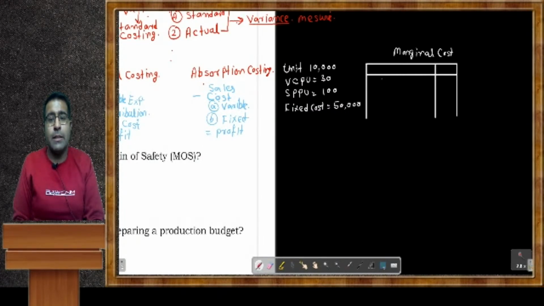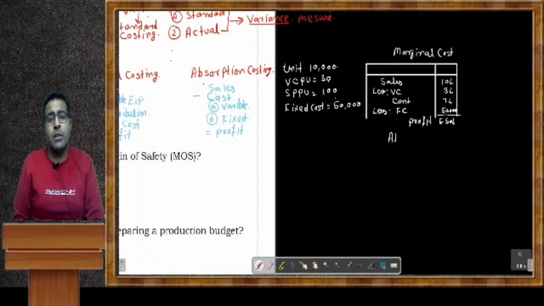First of all, sales: 10,000 units multiplied by 100, that is 10 lakh. Then we have to deduct all the variable cost: 10,000 multiplied by 30, that is 3 lakh. Then we get contribution, which is 7 lakh. From this we have to deduct fixed cost, that is 50,000. And here we get 6 lakh 50,000 profit.